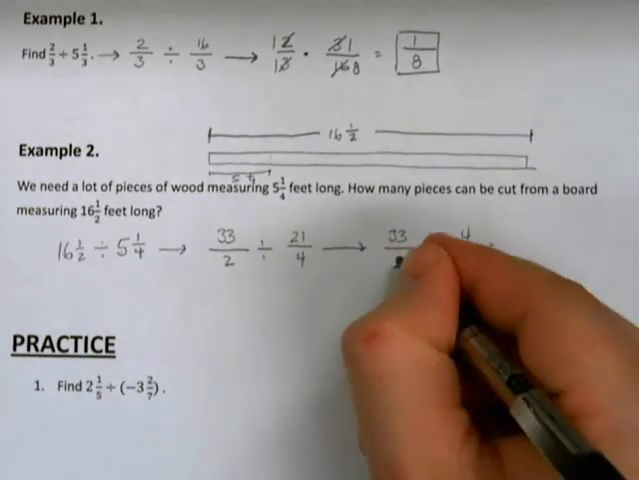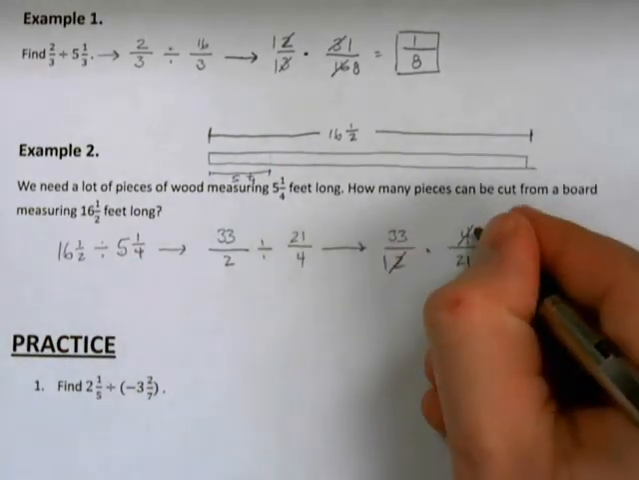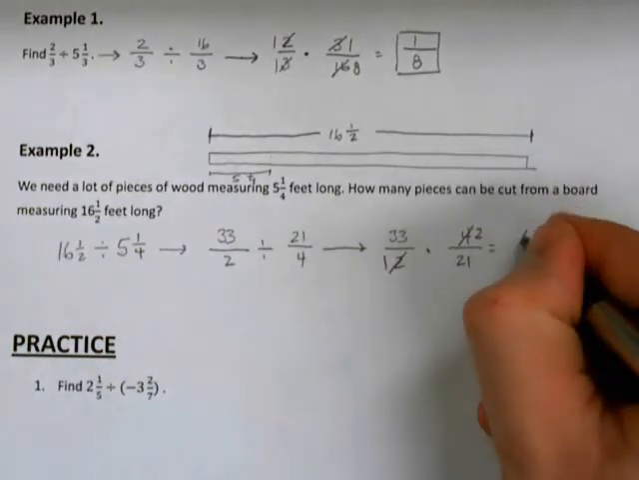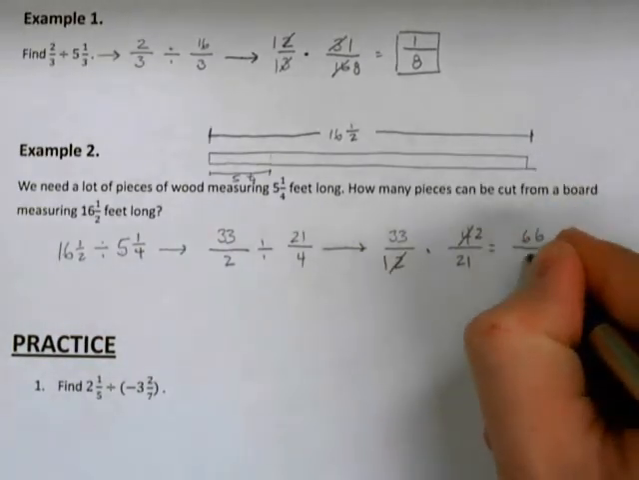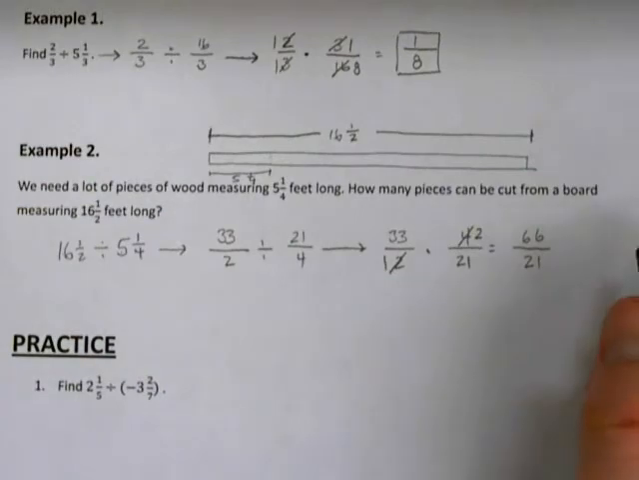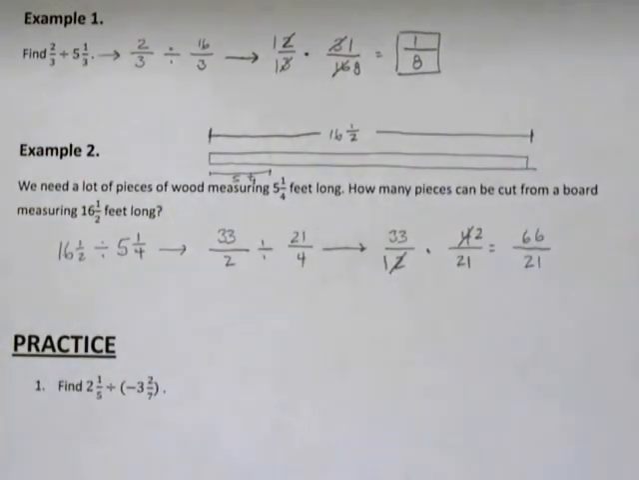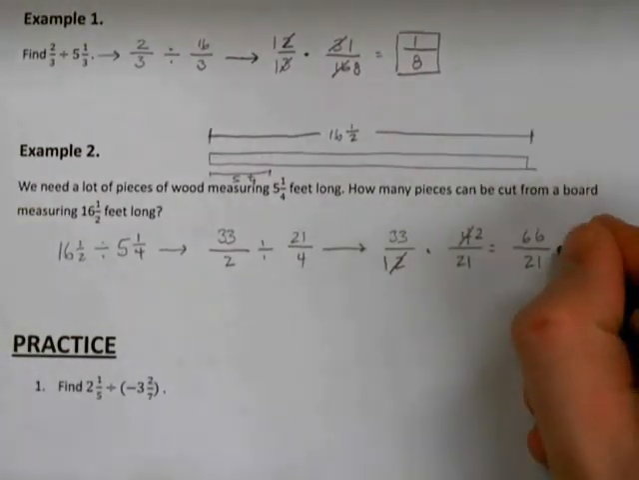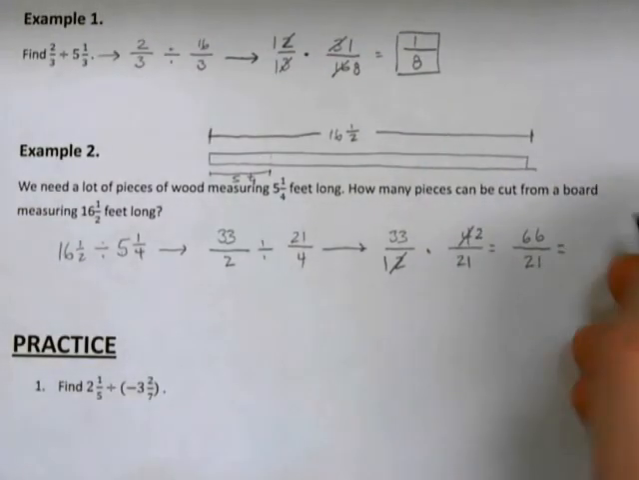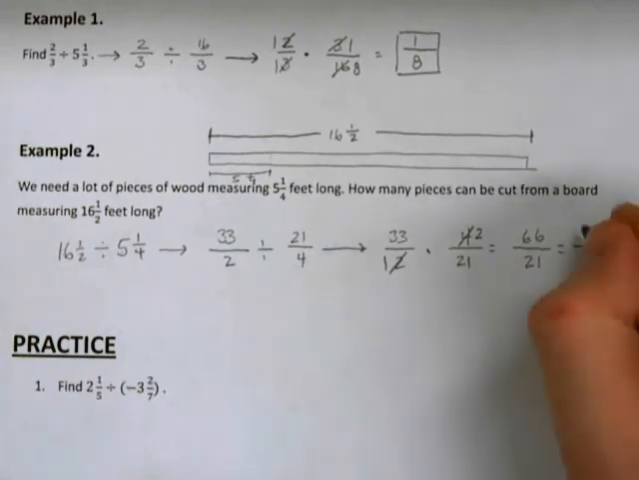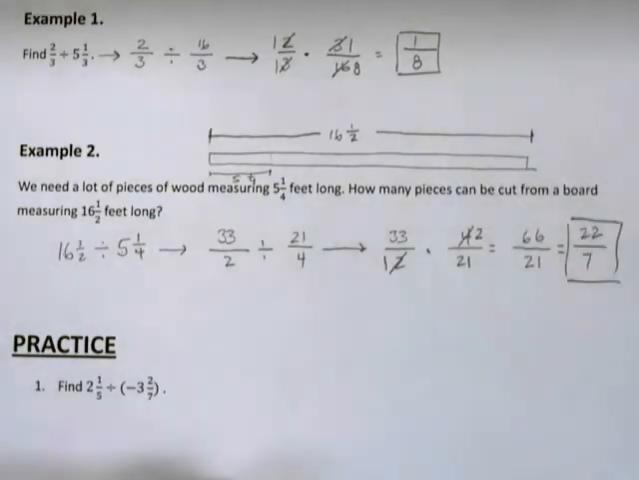And I can cross cancel. 2 goes into itself once, and 2 goes into 4 twice. If I multiply this out, we get 66 over 21. Let's see here, I think we might be able to take out 3 more. So let's reduce this. Yeah, 3 goes into 21 7 times, and 3 goes into 66 22 times. So that reduces to 22 over 7. I could have cross-canceled those out too if I had seen that. But the final answer then is 22 sevenths.